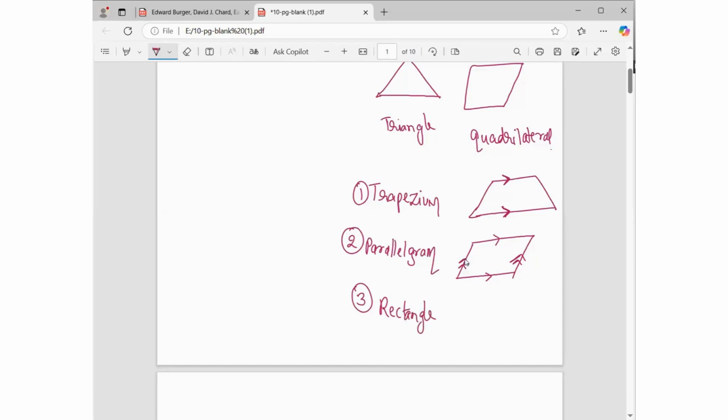That's it. So if I make the lines straight like this, this will become your rectangle. So this is my right angle. This is my right angle. This is my right angle. This is my right angle.